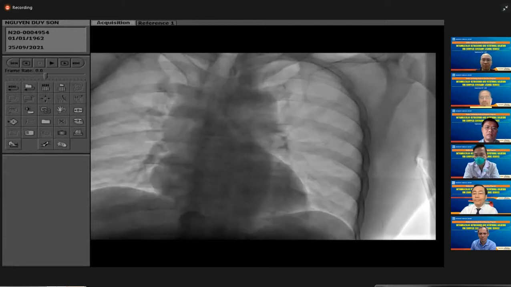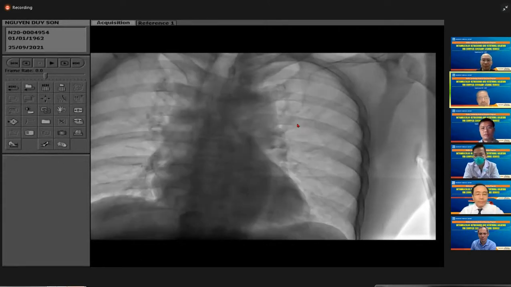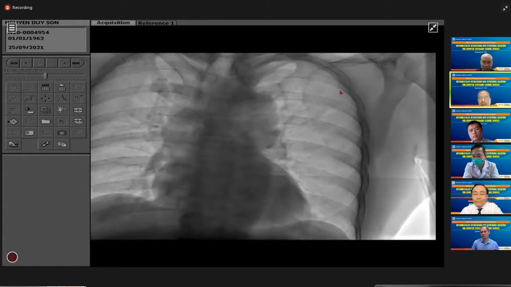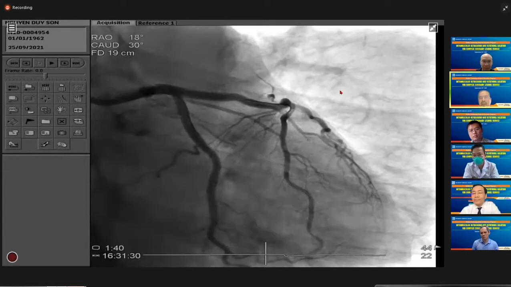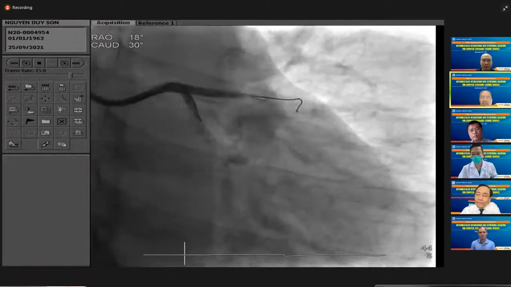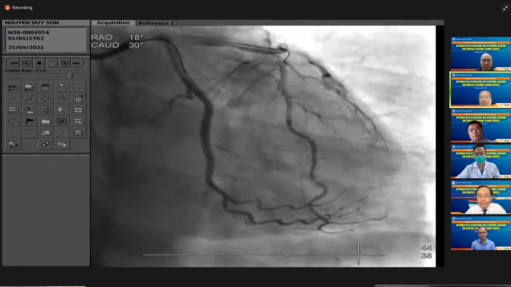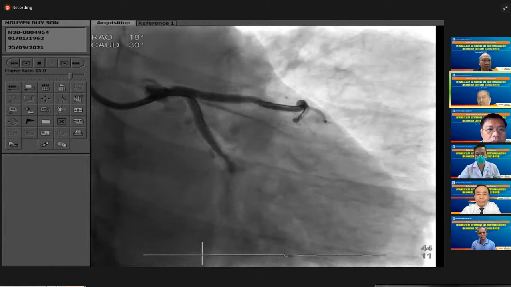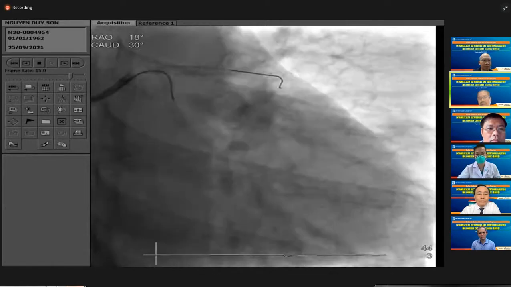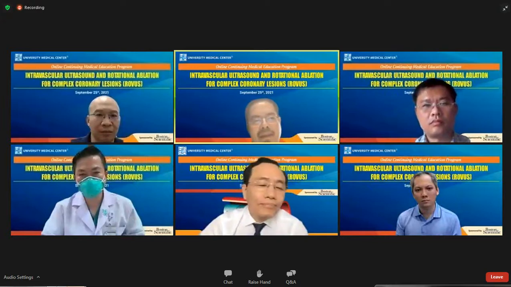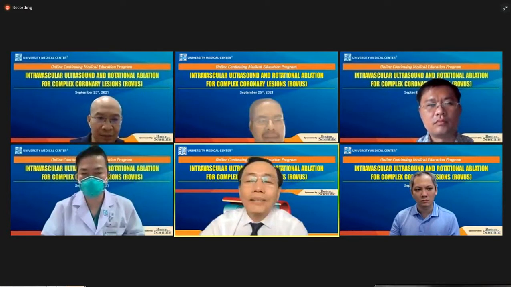the result is acceptable. Now the question is how we choose the DAPT, and I think for this kind of complex case, maybe long DAPT is required for this kind of patient. The other thing we also need to pay attention to is lowering the LDL cholesterol as low as possible for the long-term result. Yes, thank you.